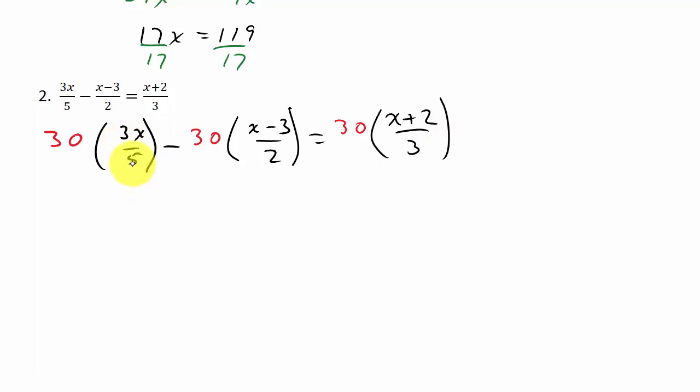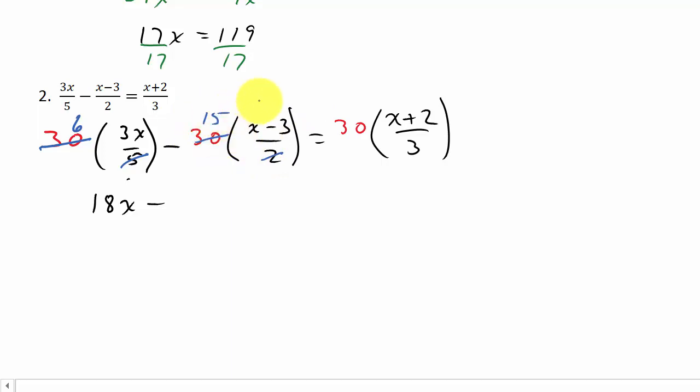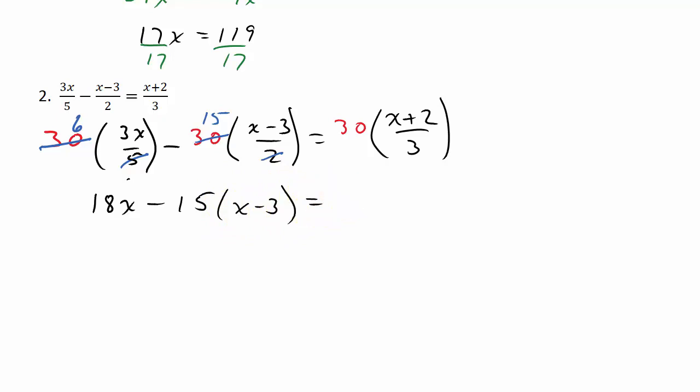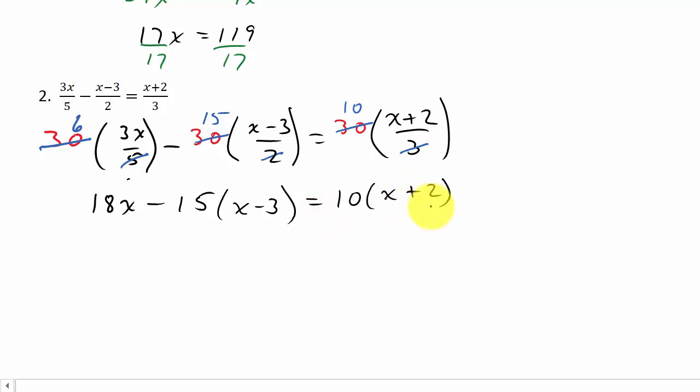So let's see what we've got. The 5 and the 30 cancel, and I'm left with a 6 here. So that's going to be 18x minus, and then here the 2 and the 30 cancel, and I'll be left with 15, so that's minus 15 times x minus 3 equals, and then here the 3 and the 30 cancel. I'm left with 10, and so I'm left with 10 times x plus 2.